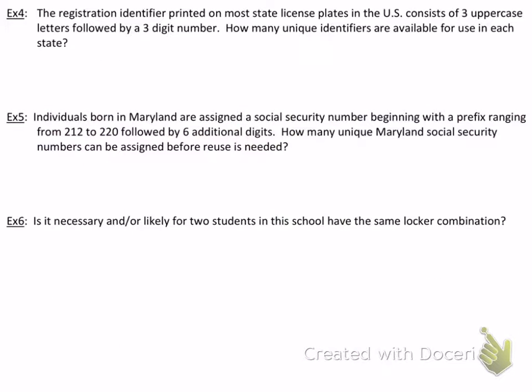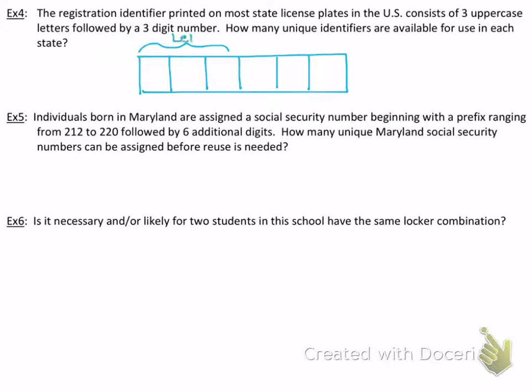Example 4. The registration identifier printed on most state license plates in the U.S. consists of 3 uppercase letters followed by a 3-digit number. How many unique identifiers are available for use in each state? We're going to use the counting method from now on. I'm sure you find that the easiest way. The first thing I'm going to do is identify there's 6 spaces. The first 3 are going to be letters, and the last 3 are digits.